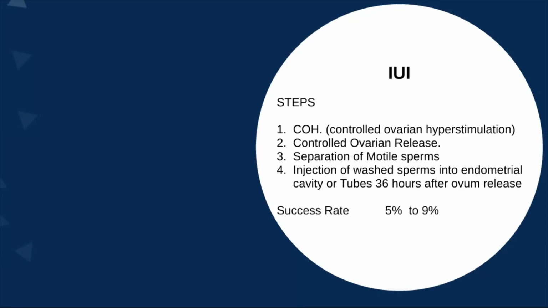So the success rate is almost 5 to 9%. In truly selected cases, the success rate is very high. But if we do IUI in cases like oligospermia or unexplained infertility, the success rate is not that much.